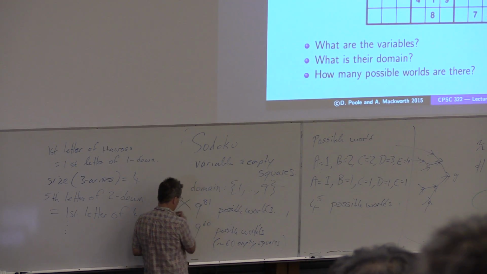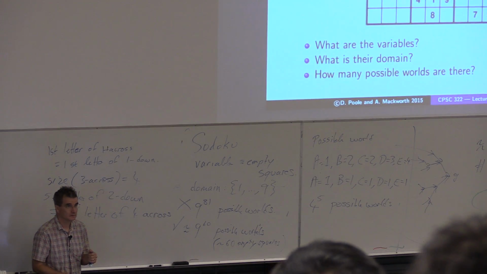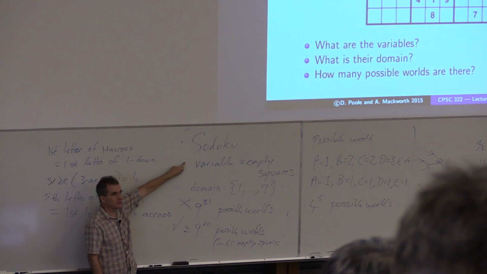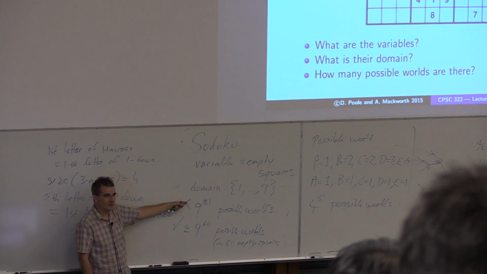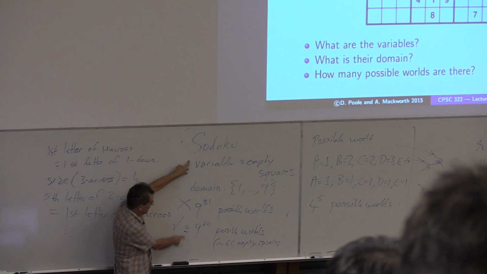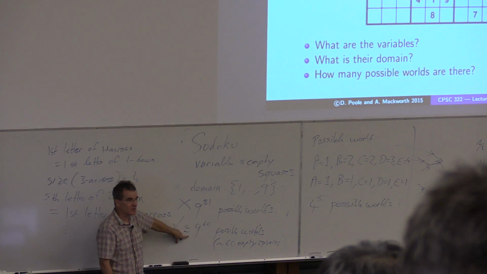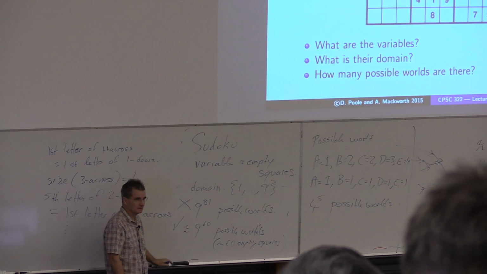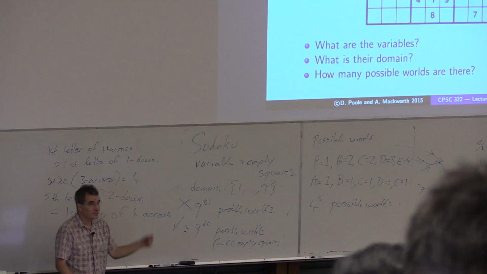Does that make sense? You could have told me there's a variable for every square, and this would be the right answer. So depending on how we define a variable, the answer to this question changes. Any questions about that?